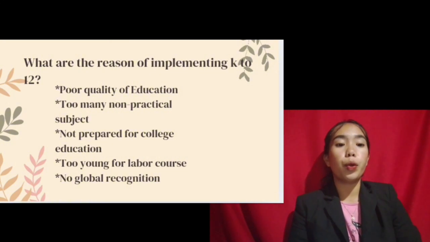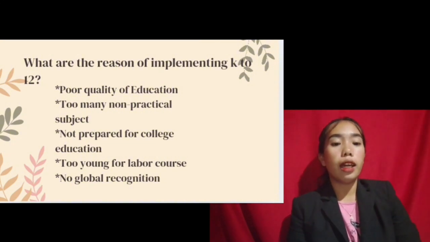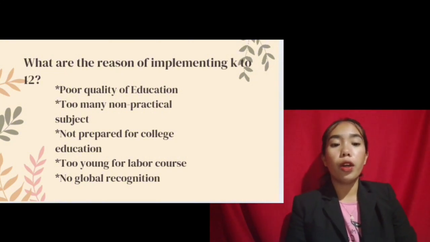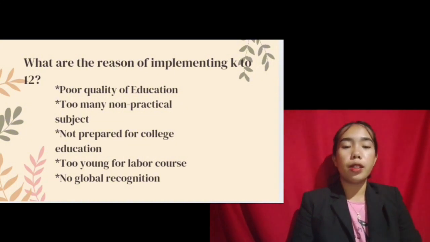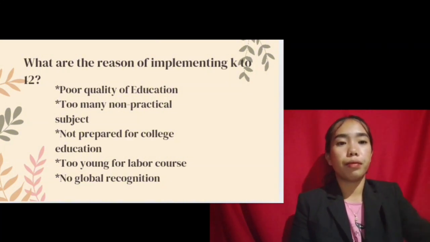So, what are the reasons for implementing K-12? First is the poor quality of education. Second is too many non-practical subjects. Third, not prepared for college education, and number 4, too young for the labor force, and lastly, no global recognition.